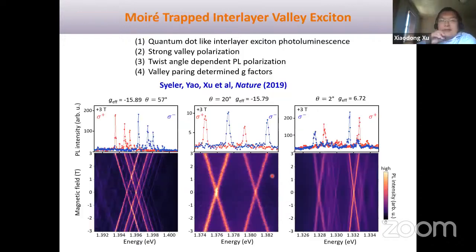So with that, I will just summarize what I have. I showed you that we have excitons trapped in the Moiré potential, and we confirm this: we have quantum dot-like luminescence, strong valley polarization, twist angle dependent polarization, and also twist angle dependent g-factor. These give us pretty convincing evidence that we have these Moiré trapped excitons.